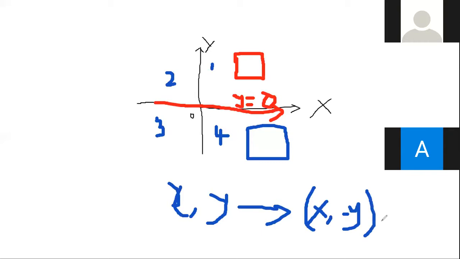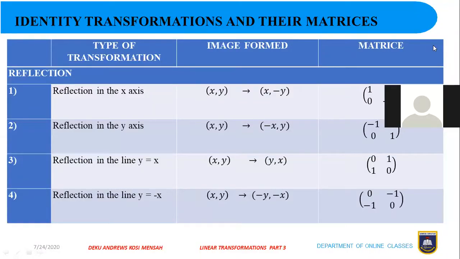Do you understand that? Yes, sir. Good. So let's go back to the lesson there. We can now say confidently that your image formed will be x, negative y. xy maps to x, negative y.